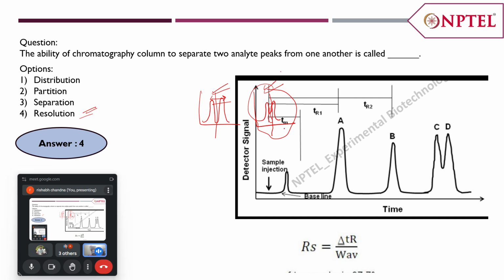And we generally detect resolution in terms of the time that the analyte takes and the width of the peak that we observe. Okay, so here we injected the sample in the column, and this is the baseline, and then the first protein that we observe is at this point. Then the second peak that we observe is this one, that is A.